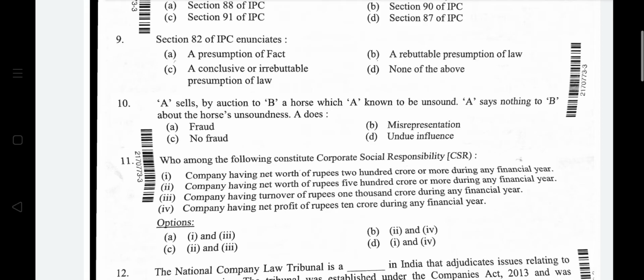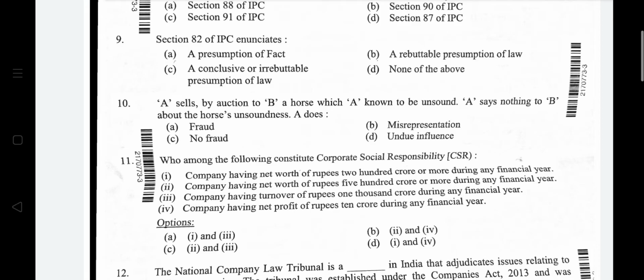Question number 11. Who among the following constitute corporate social responsibility? 1. Company having net worth of rupees 200 crore or more during any financial year. 2. Company having net worth of rupees 500 crore or more during any financial year. 3. Company having turnover of rupees 1000 crore during any financial year. 4. Company having net profit of rupees 10 crore during any financial year.